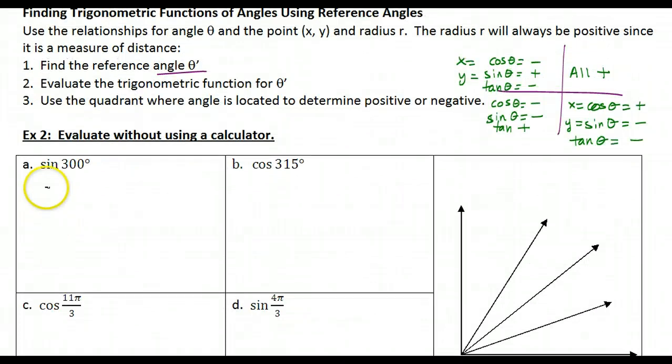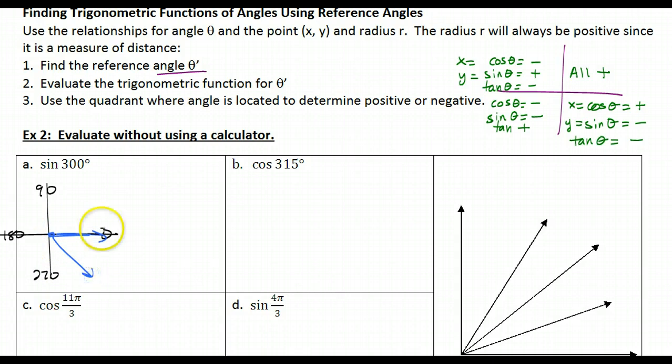I'm going to find my reference angle. So step 1, graph my 300 degree angle. I know it's somewhere in between 270 and 360. So here's my reference angle right here, and I need to ask myself, what is the distance from that to 360? It's a distance of 60 degrees. So here's what I'm going to do: I'm going to find the value of sine at 60 degrees, and then depending on the quadrant, I'm going to make it positive or negative.